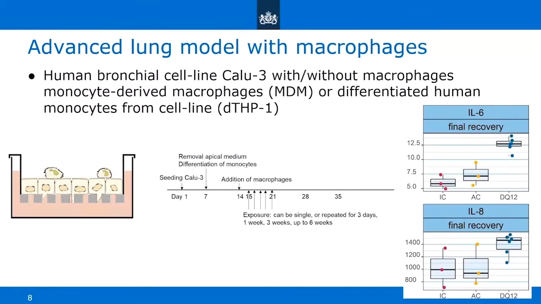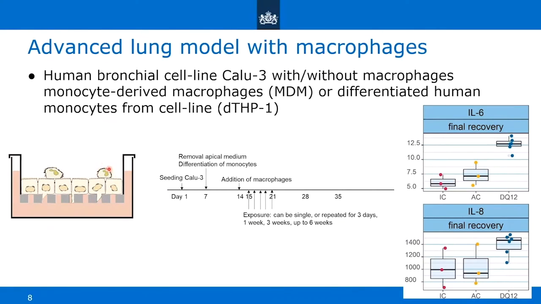As we did not observe any effects in the bronchial cell model alone after exposure to DQ12 nanomaterials, we advanced our lung model by the addition of macrophages. So now we have a co-culture model. The cells are cultured on the insert at the air-liquid interface, and the macrophages are added on top. The macrophages are very important in the response to nanomaterials, as they are the first line of defense. They can phagocytize the material and clear it from the lungs. Also, they play an important role in the inflammation response.